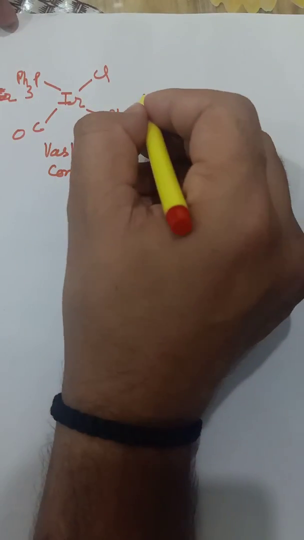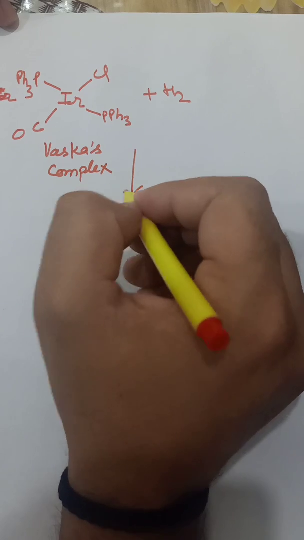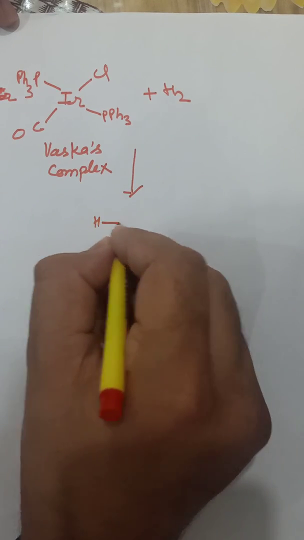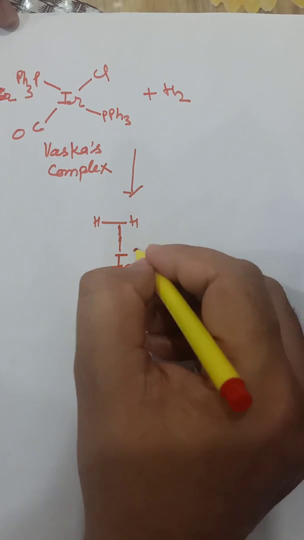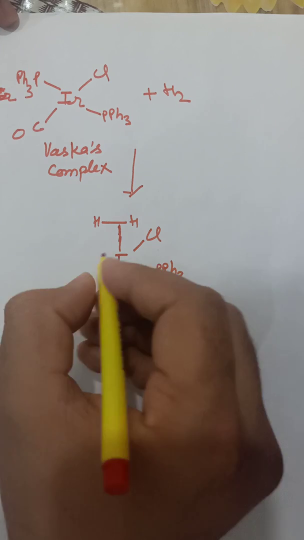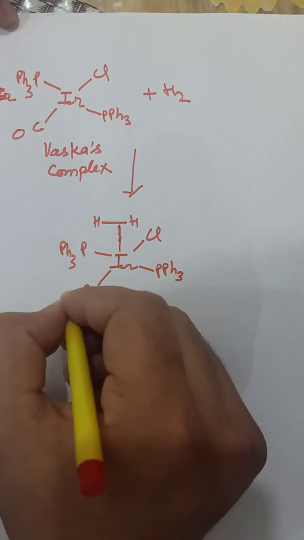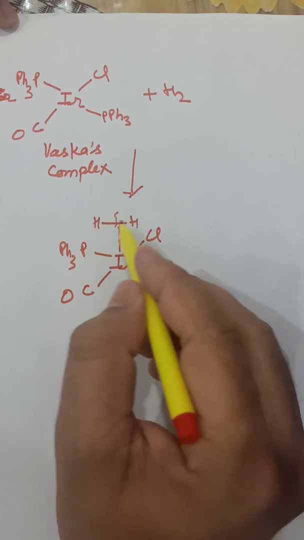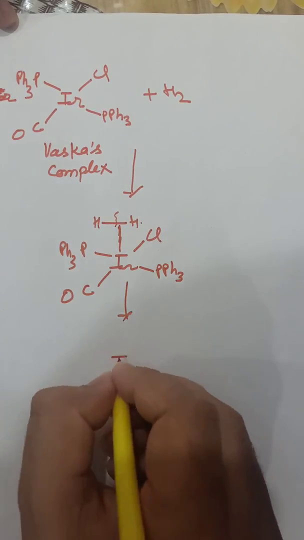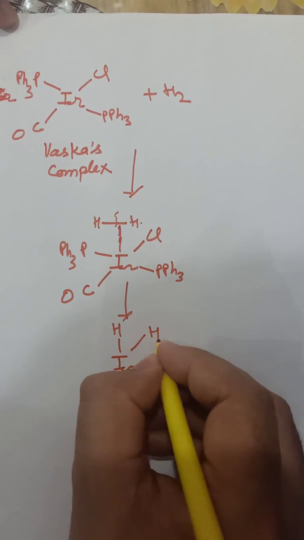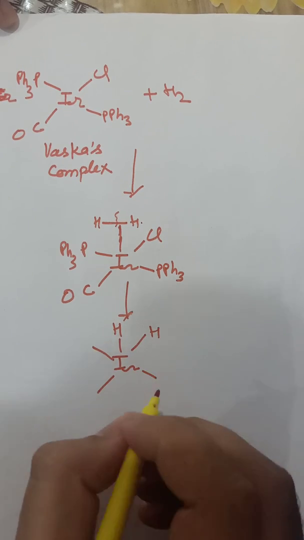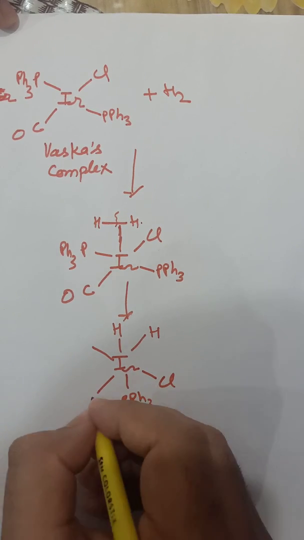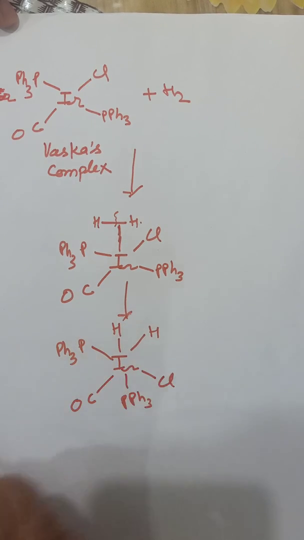When this Vaska complex is reacted with H2, first there is the formation of a sigma complex between this Vaska complex and hydrogen through the sigma bond between hydrogen and iridium, with Cl, PPh3 and CO. After this, the H-H bond breaks and there is bond formation between iridium and these hydrogens. Then this type of complex will form.